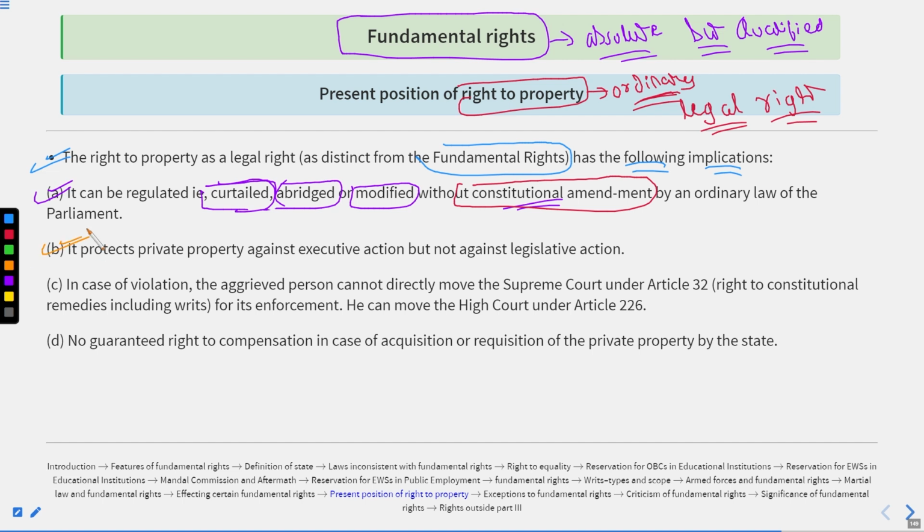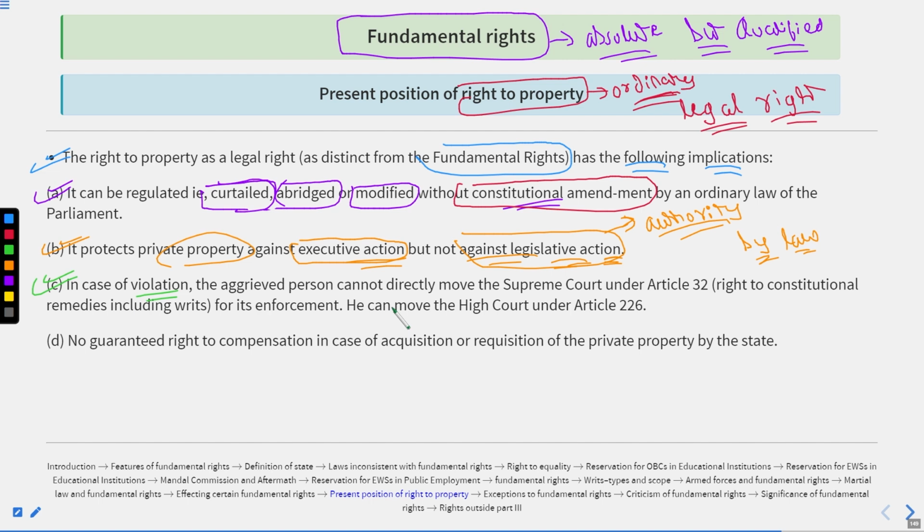Okay. Thereafter, it protects the private property against the executive action, but not against the legislative action. It means that the executive could not acquire the property of a private nature unless the legislature passes the law. So that's why it is known as authority by law.